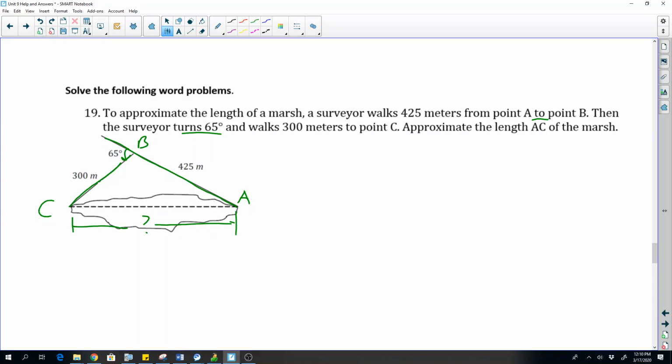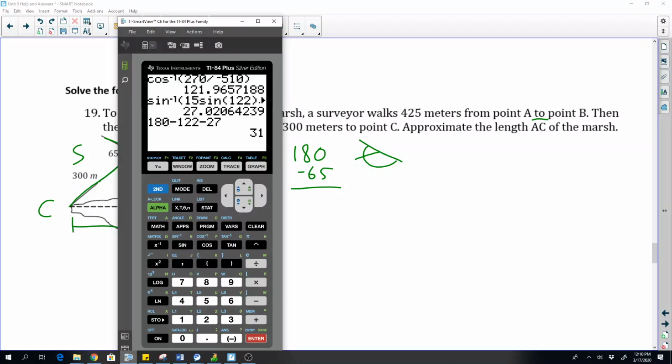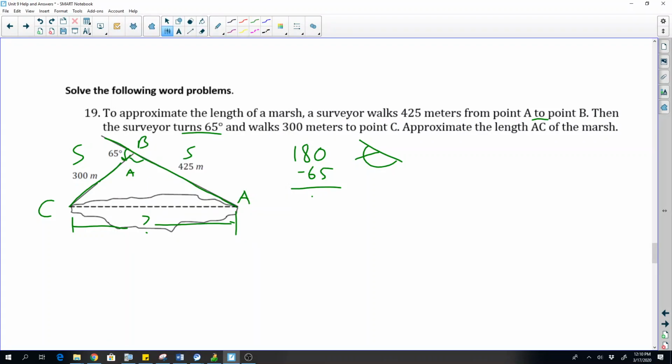Why is it the law of cosines? Because they gave us the side, and whoa, we got to find that angle, and they gave us the side. And so do you know how much that angle is right there? Well, if that's 65 degrees, and the whole thing is a straight line, the whole thing is 180 degrees, so you could do 180 minus 65, right? And so I think that's 115. Cool. So that's the big old obtuse angle right here.